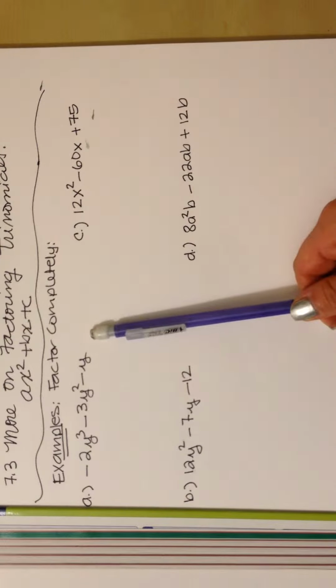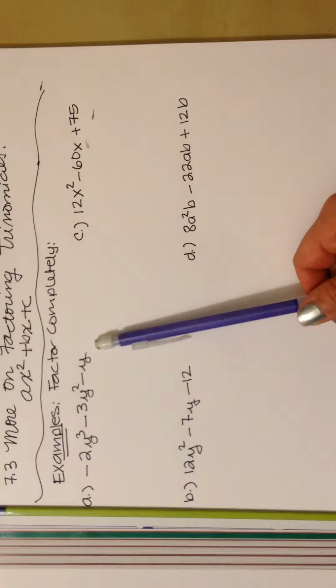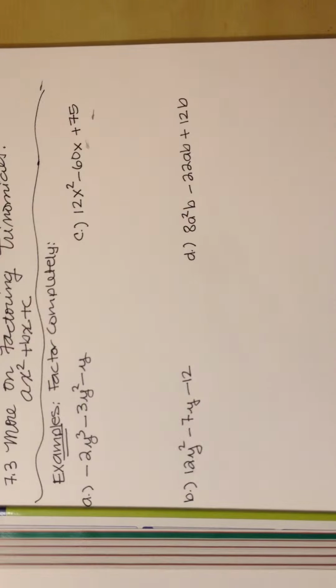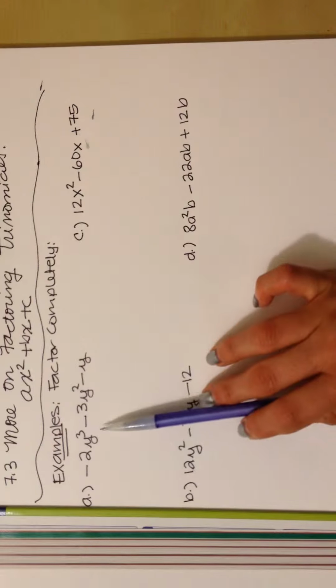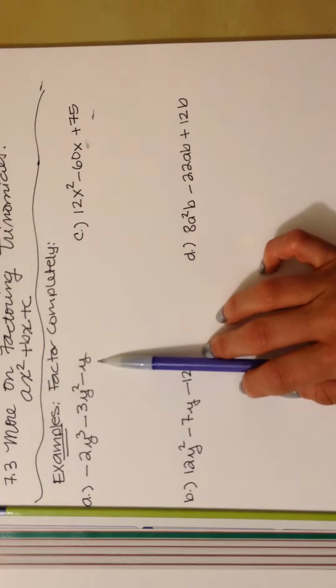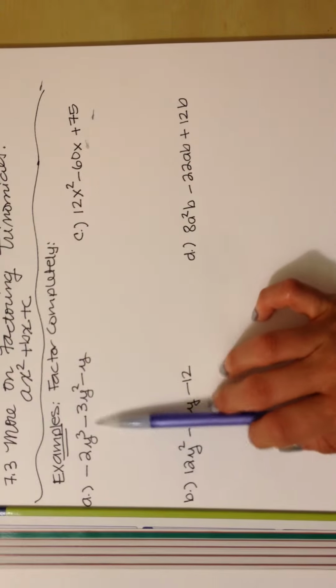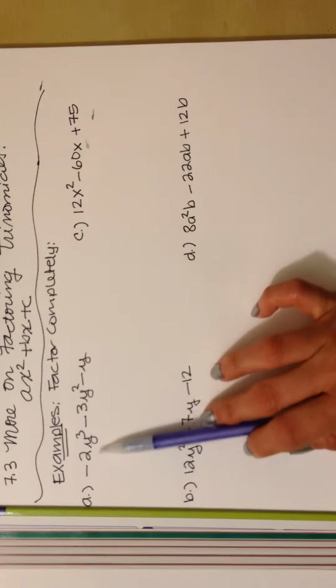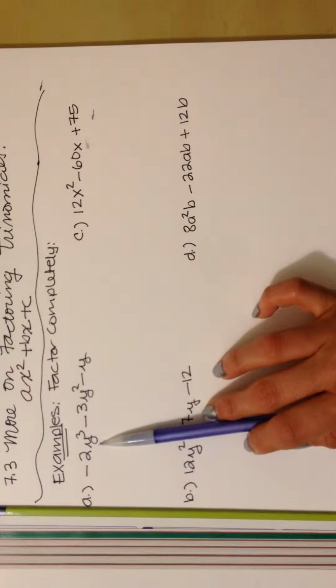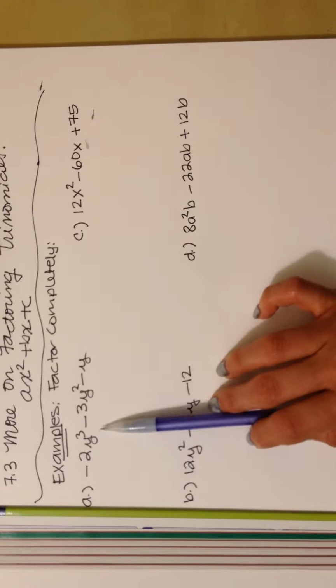The order is good. Next step would be to check to see if we have a greatest common factor, which in this case, notice that all three terms have at least one y. So our greatest common factor would be a y. However, it would be even better to factor out a negative y because our first term, you want to keep your first term positive just because it's easier to factor.